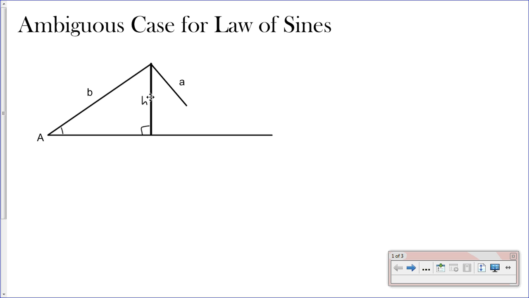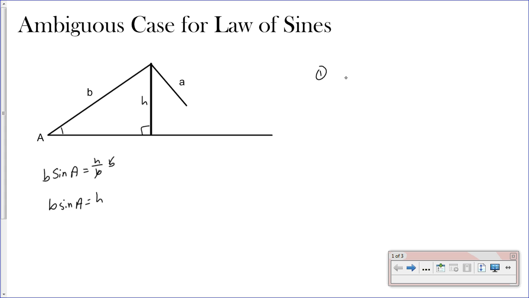Now, to find the height, we know that it's going to be the sine of angle A equals the height divided by b, because this is opposite over hypotenuse. So if we want to find out what just h is, we multiply both sides by b. So b times the sine of angle A is going to equal our height. Now, why is that important? Well, it's important for a few reasons.